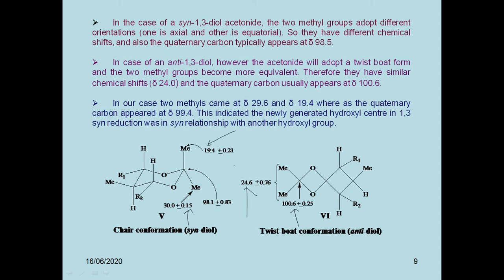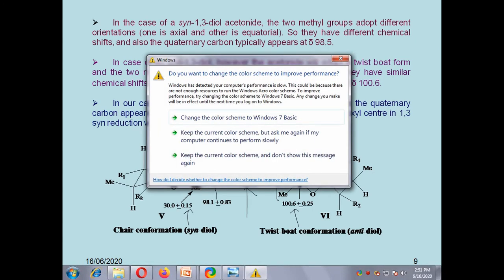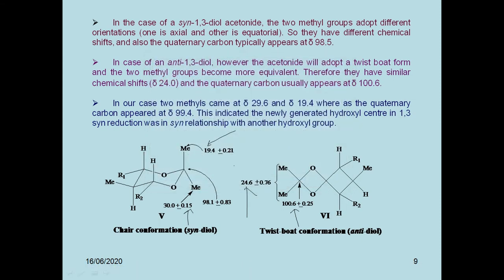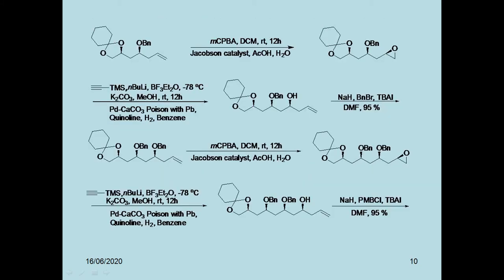If you take a 1,3-diol and subject it to acetonide protection, then take the C13 spectrum. In general, if you get three signals, say 30, 19, and 98, that is a syn-diol. If you get two signals, one at 25 and one at 100, it is confirmed as an anti-diol. This empirical data is provided by Rychnovsky. This is the methodology of Rychnovsky, so we can confirm the stereochemistry of 1,3-diols. Then my fellowship is over.